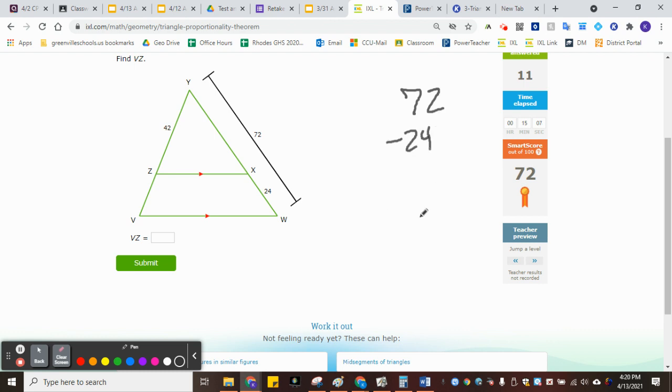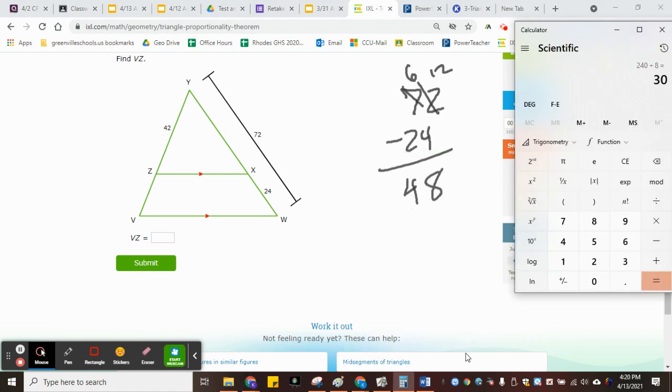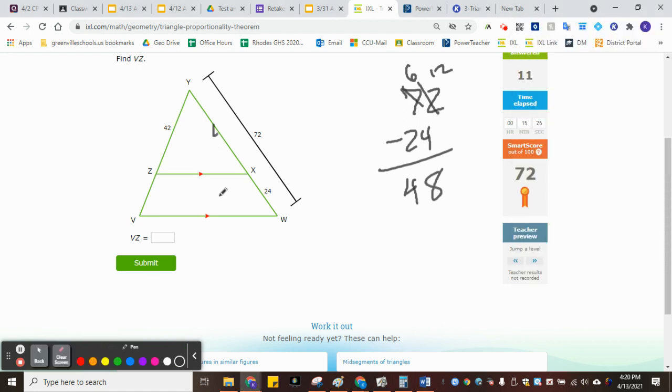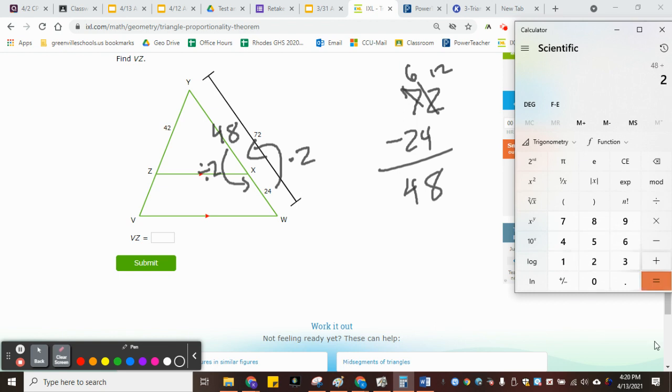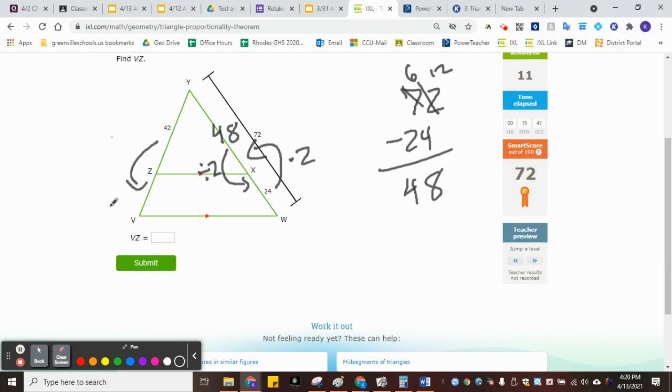72 minus 24 is 48. So this is 48. And 24 times 2 is 48. So if we're going the other way, you divide by 2. 48 divided by 2 is 24. So 42 divided by 2 will be 21.